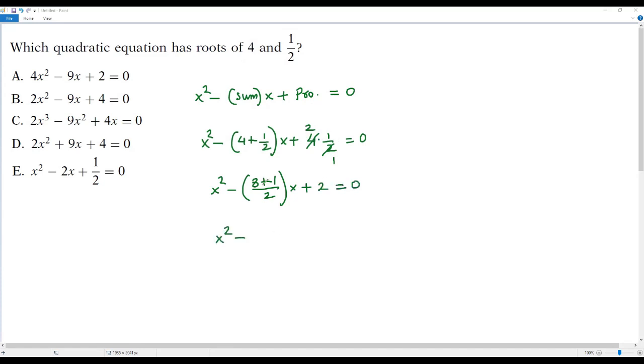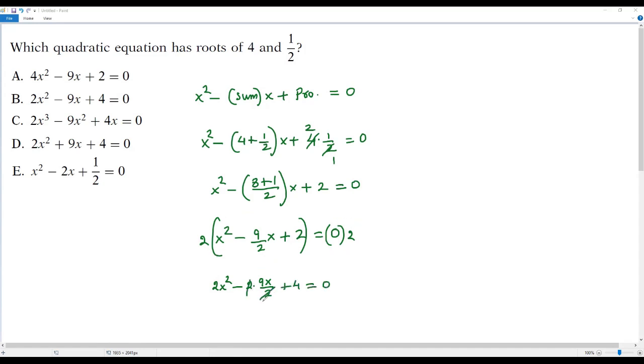Okay, x squared minus. So when I simplify this one, I am getting 9 over 2 times x plus 2 equals 0. Okay, let's multiply both sides of the equation by 2 to get rid of the denominator 2 over here. Let me multiply the stuff we have on the left side by 2 and the right side by 2. Now we can distribute this 2 to x squared, this one and this one. Then I'm getting 2x squared minus 2 times 9x over 2 and 2 times positive 2 is positive 4, and on the right side 2 times 0 is 0.